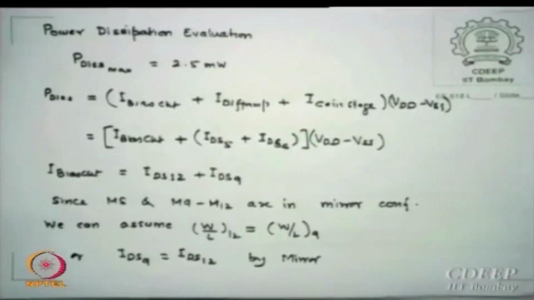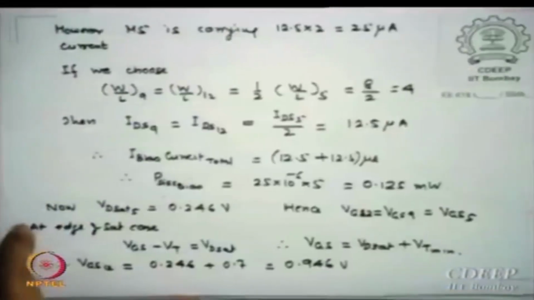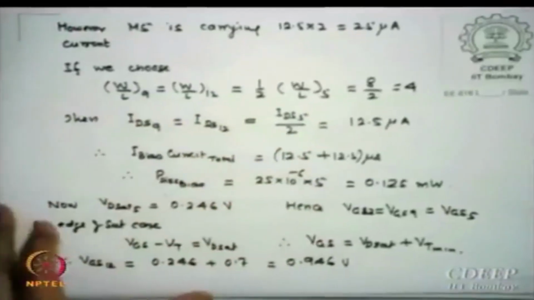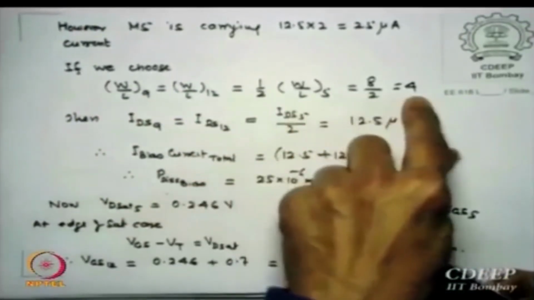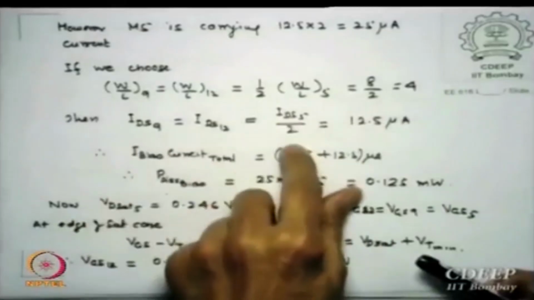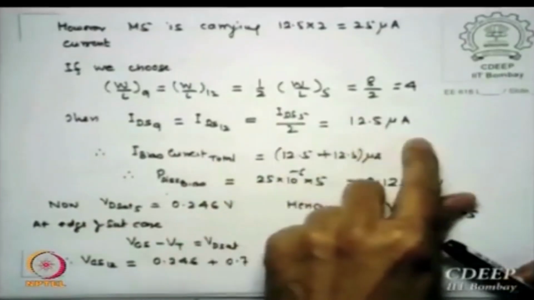Is that clear to you? This is 12.5; if you take anything else, the W by L values will shift. So for simplicity, this was twice, so I made this 4, I halved it. So if I do this, W by L9 is the same as W by L12 because I kept them that way. Each has a size of 4 and each is drawing half of this current, which is 12.5.